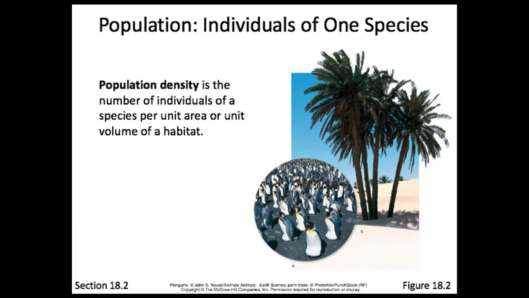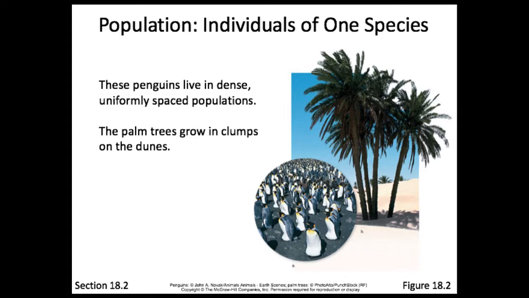Population density can be determined by simply calculating the number of individuals of a species per unit area or unit volume in a given habitat. For example, an ecologist might say that these penguins live in dense, uniformly spaced populations, but these palm trees grow in clumps on the dunes in which they live.